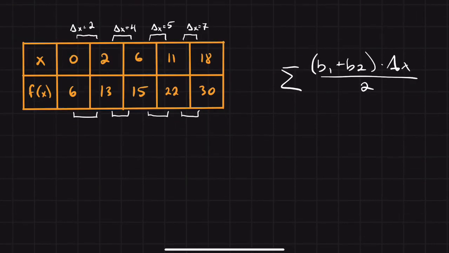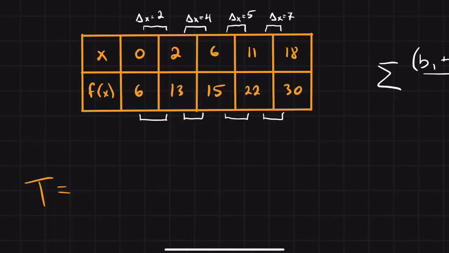Notice in this case that the delta x changes for each one. That means that we cannot use the simplified trapezoid formula that we calculated in an earlier video. To calculate the area of the first trapezoid, we use the first two f of x values as our b1 and b2. So we add these two together, 6 plus 13, multiply that quantity times delta x, which is 2, and then divide it by 2.